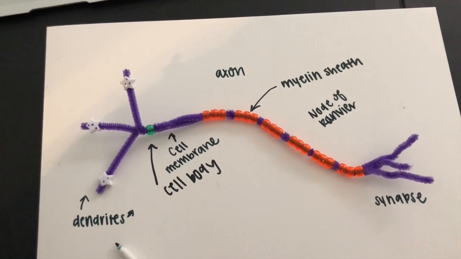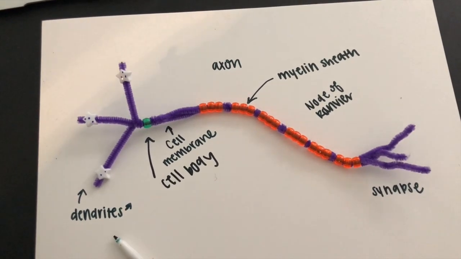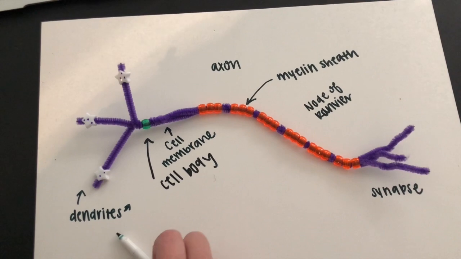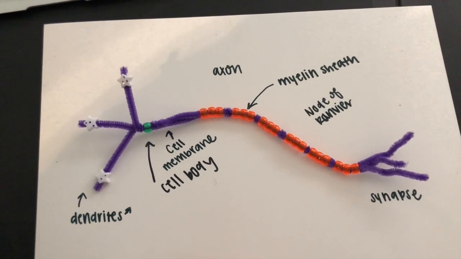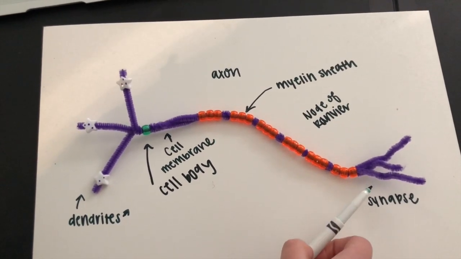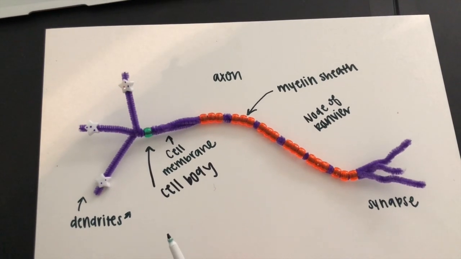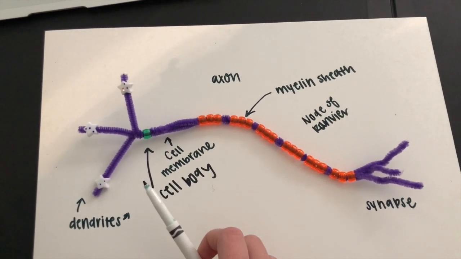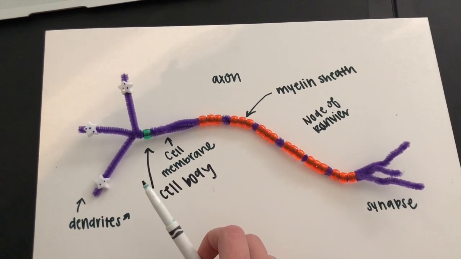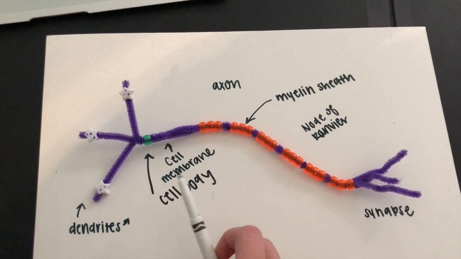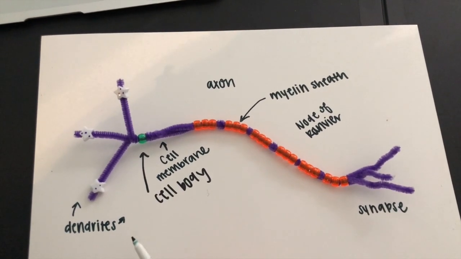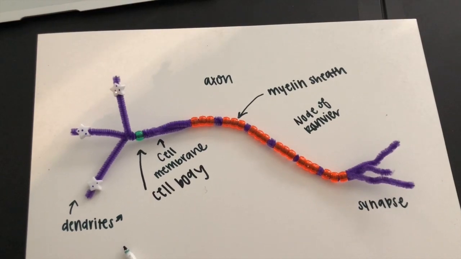Which is also known as the soma. It is the control center of the neuron. It produces the energy needed to shoot the signal all the way from the dendrites to the axon to the synapse. There are many organelles located inside the cell body, a main one being the nucleus, which contains the DNA of the neuron. There's also the cell membrane, which provides protection and determines what comes in and out of the cell.